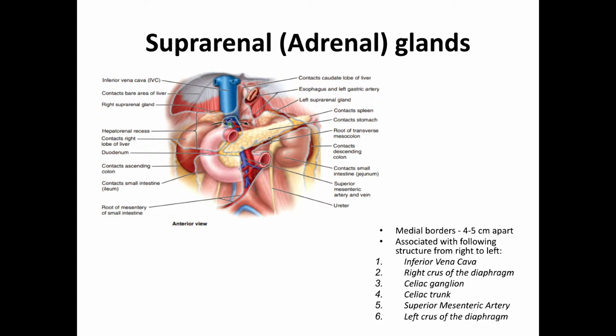Okay, this is how the kidneys are located. Here, as you see, and this is our adrenal glands. And let's talk about its associations. Their medial borders are around 4 to 5 centimeters apart, and they are associated with the structures of inferior vena cava, right crus of diaphragm, celiac ganglions, celiac trunk, superior mesenteric artery, and left crus of the diaphragm.